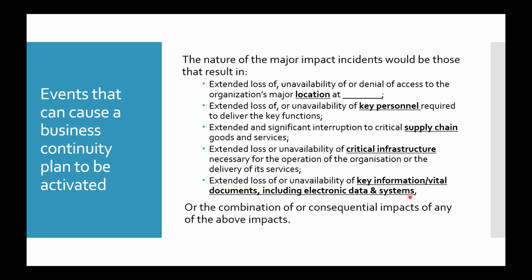And then lastly, extended loss or unavailability of key information or vital documents, including electronic and data systems. Let's say you run a business that's in manufacturing or production and all your pricing information is missing. Or let's say you're at Vertex and all of our ticket information is gone. We can't see who called in, when they called. We can't see our customers' data. We can't see the last time we serviced them. If that was all missing, that would be a significant business disruption. Those are the things we want to plan for because they can have consequential impacts on our business.